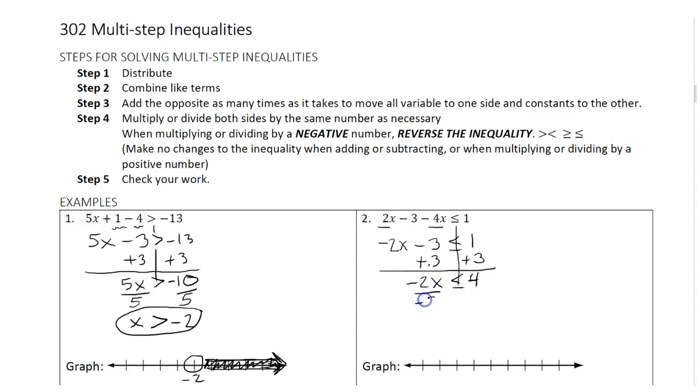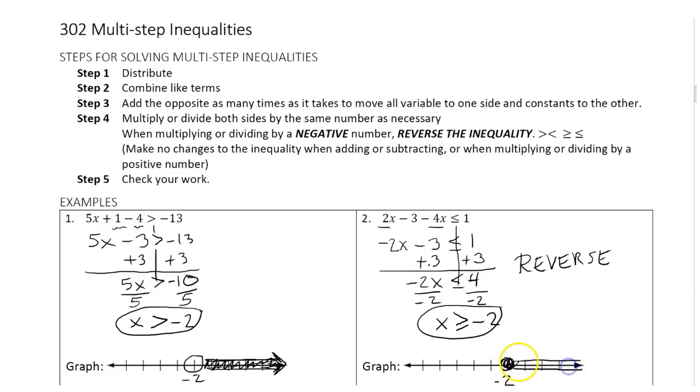Now we must divide by a negative 2. When we divide by a negative, we must reverse the inequality. This gives us x is greater than or equal to negative 2. Since the or equal is in the solution, we must start with a solid circle at negative 2. Since the mouth of the symbol is towards x, we color to the right along the number line.